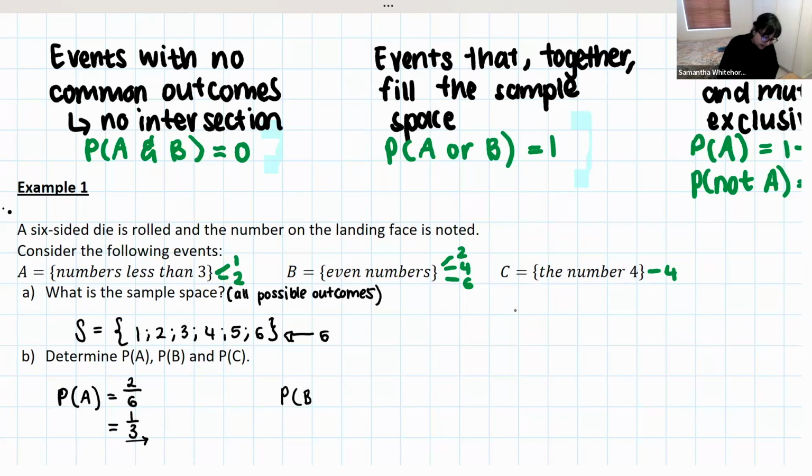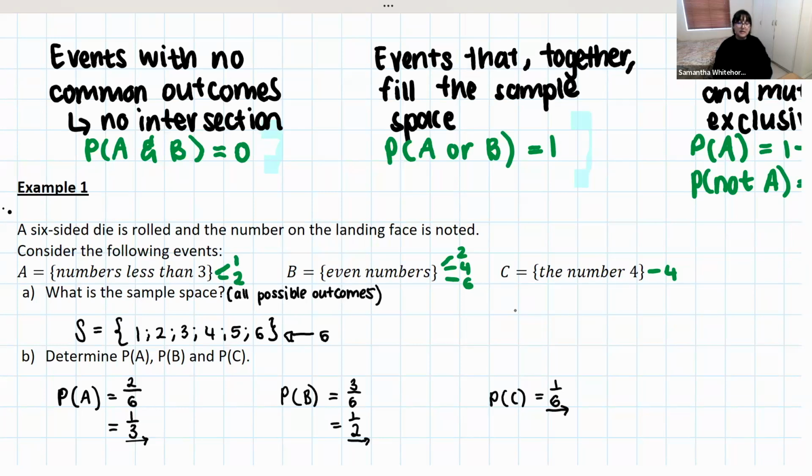Right, probability of B. How many outcomes do I have in event B? Even numbers. So how many even numbers do we have? Nice, Owami, nice, Leila. Okay, we have got 3 outcomes. So 3 out of a total 6. So the probability of event B occurring is a half. Right, probability of event C, I've only got 1 outcome there, so it's just 1 out of 6.